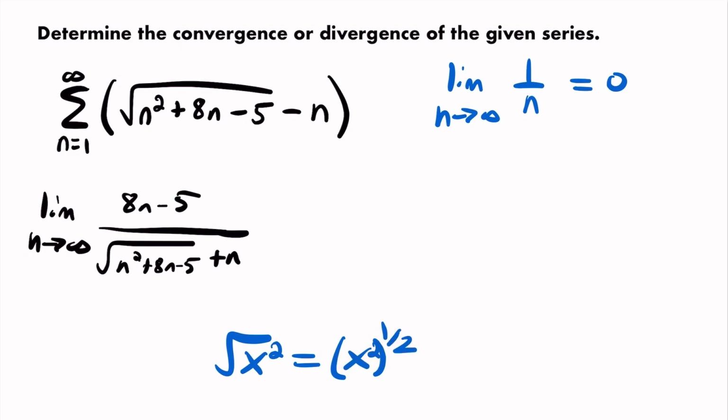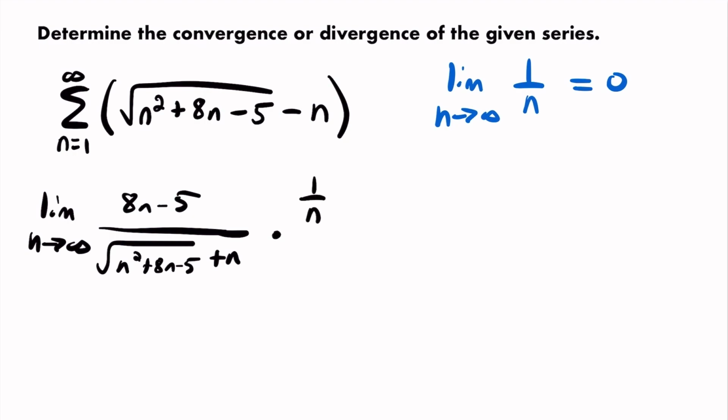2 times 1/2 is 1. So really, the degree of the denominator, or the highest power of n, is 1. And that's the same as the numerator. So here's what we can do. We can multiply by a form of 1 divided by n to the first power, except in the denominator, I'm going to rewrite it slightly different. We'll write it like this.